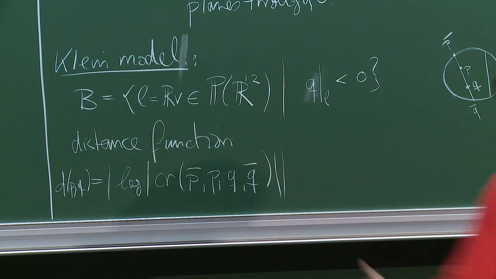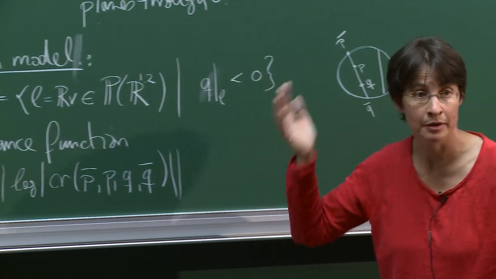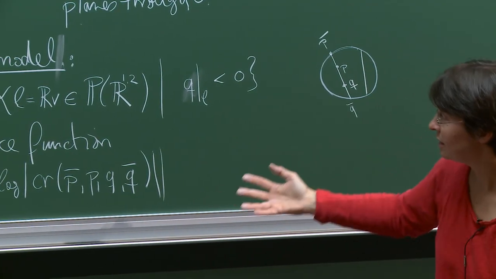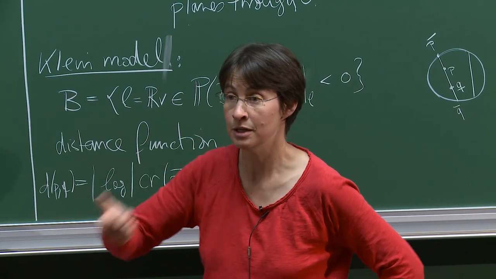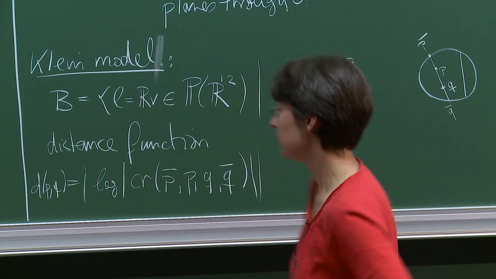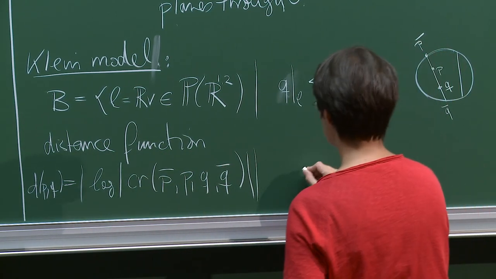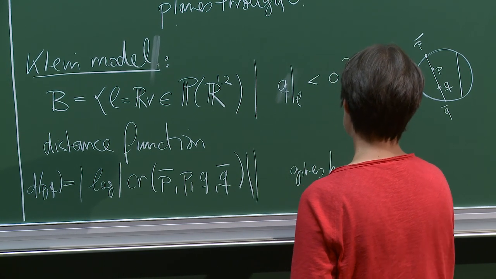Okay, and this thing, which you can define without talking about the Riemannian metric, if you compare it with the model of the hyperbolic plane, will precisely give you the hyperbolic distance between two points.